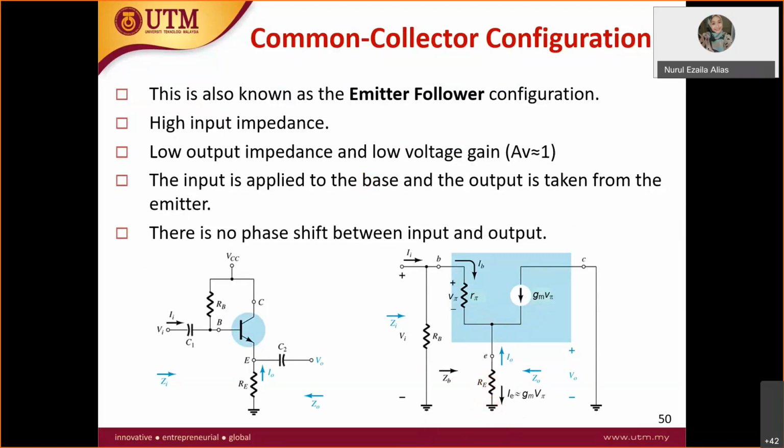So this is your base, this is your emitter, and now the collector, as you can see, goes to the ground. So this is what is meant by the common collector. The circuit looks like this: the collector goes to the ground, which is the VCC, so the gmV pi goes straight to the ground. So this is how the circuit will be. Let's see how the derivation goes.